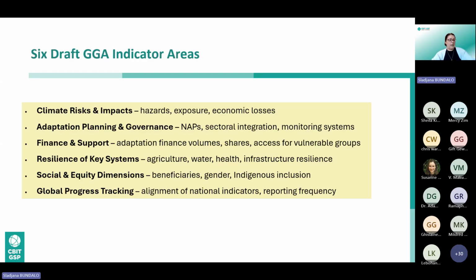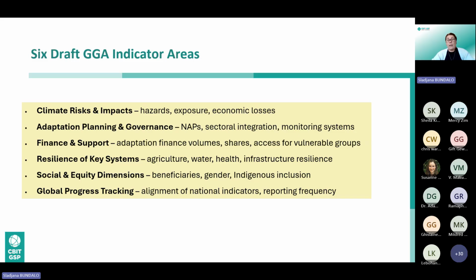Just to say here that, as we know, within these drafted adaptation indicators for the global goal on adaptation, over 100 indicators have been proposed to track progress under the global goal on adaptation. And that fact actually reflects the complexity of adaptation, but also the huge challenge of narrowing down to a manageable and meaningful set of indicators.